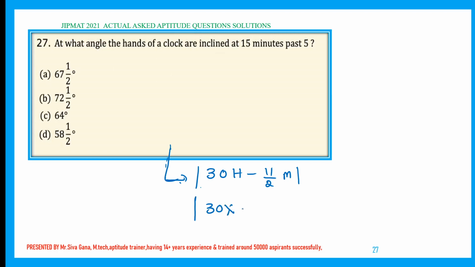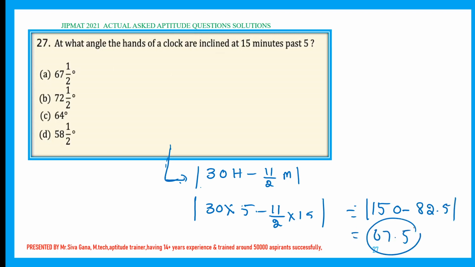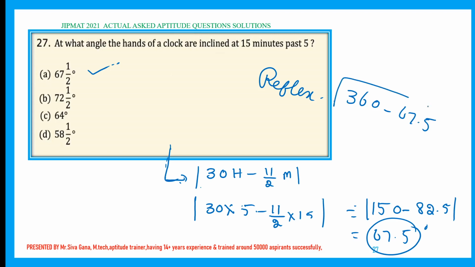30h, where h belongs to hours, 5 hours, minus 11 by 2 into minutes 15, which is nothing but 150 minus 82.5. That comes out to 67.5 degrees. If he is asking for the reflex angle, just do 360 minus 67.5, you will get the reflex angle, right? But he is asking only the angle, which is 67.5.